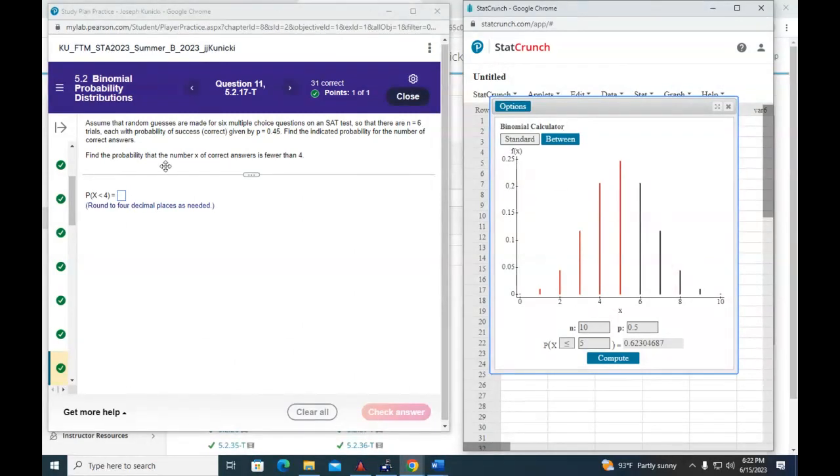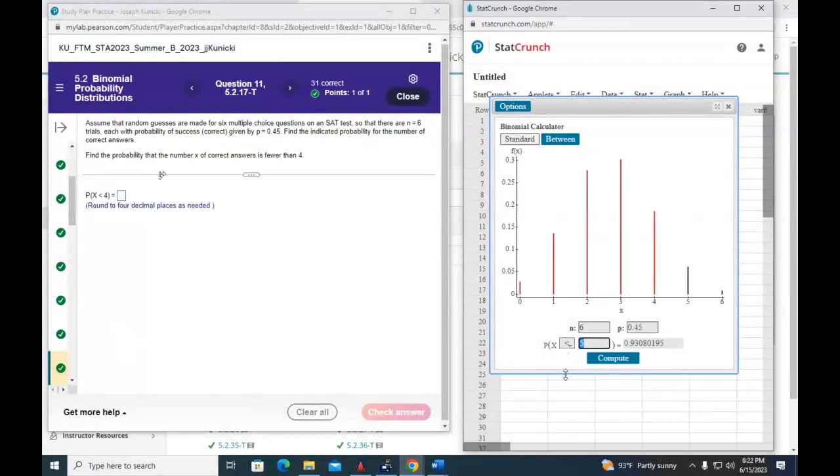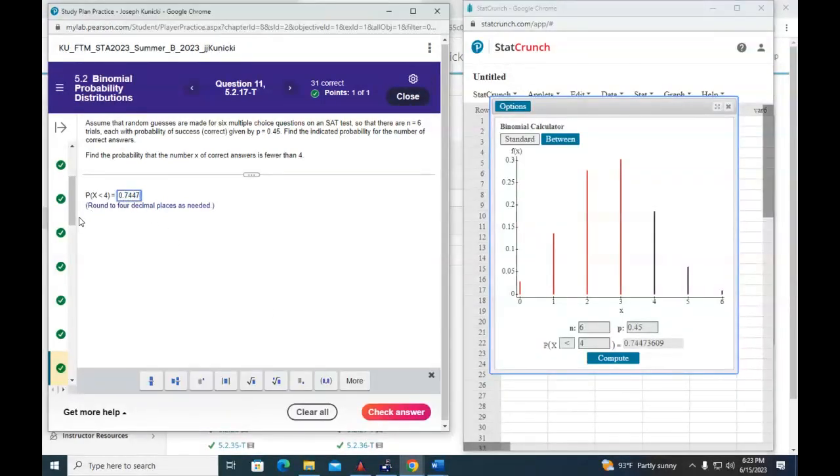So it does that automatically. So here, it says assume the random guesses for 6 multiple choice. So that's N equals 6. Oops, not 9, 6. And the probability of a success is 0.45. And they want the probability of fewer than 4. So that's less than or equal to 3 or less than 4. Either way, you could do it. So less than 4 is 3, 2, 1, 0. So it's adding up all those 4 red ones, and it tells me that's the probability. 4 decimal places, 0.7447.